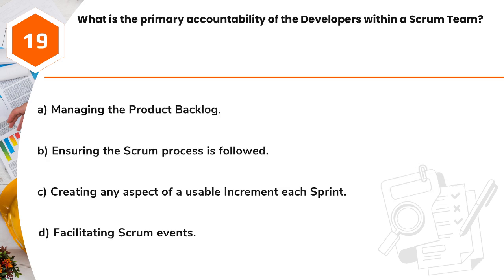Question 19. What is the primary accountability of the developers within a Scrum team? A. Managing the product backlog. B. Ensuring the Scrum process is followed. C. Creating any aspect of a usable increment each sprint. D. Facilitating Scrum events.